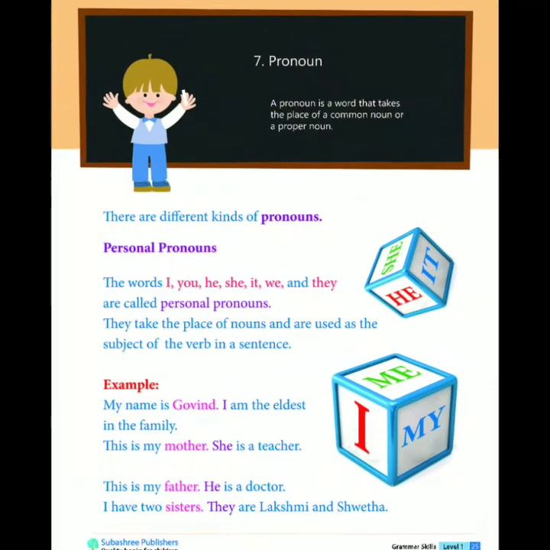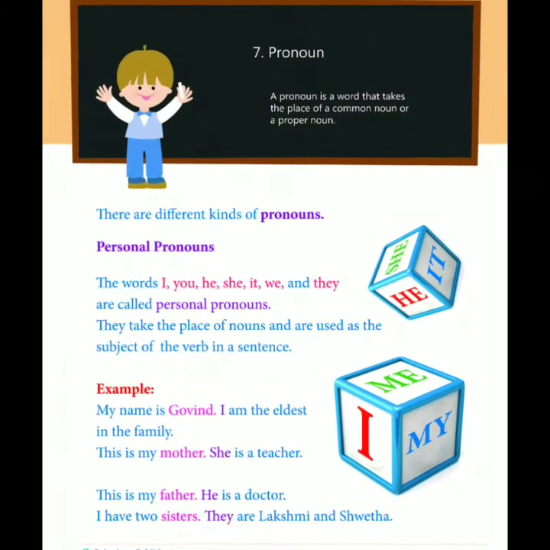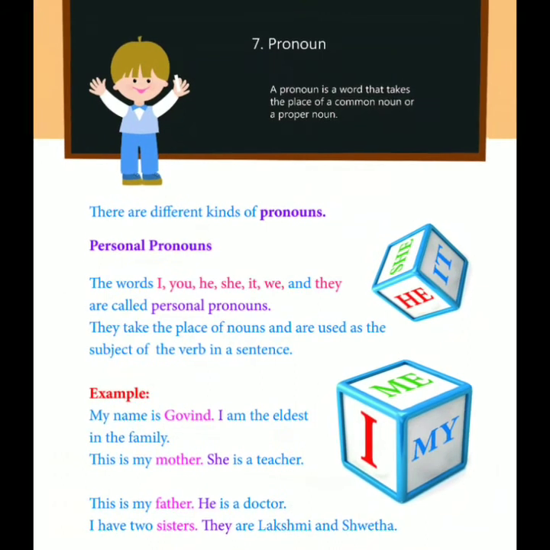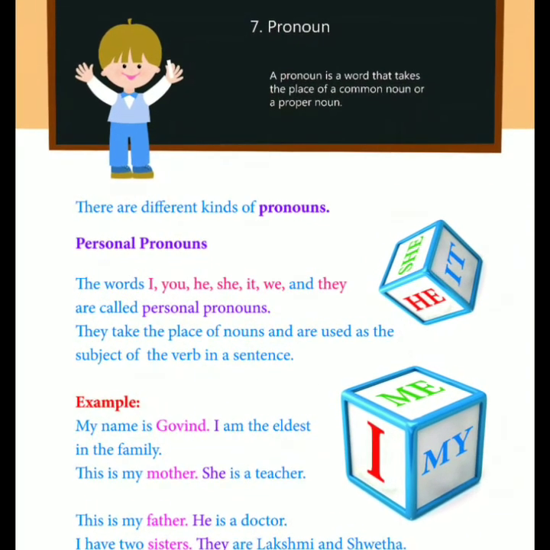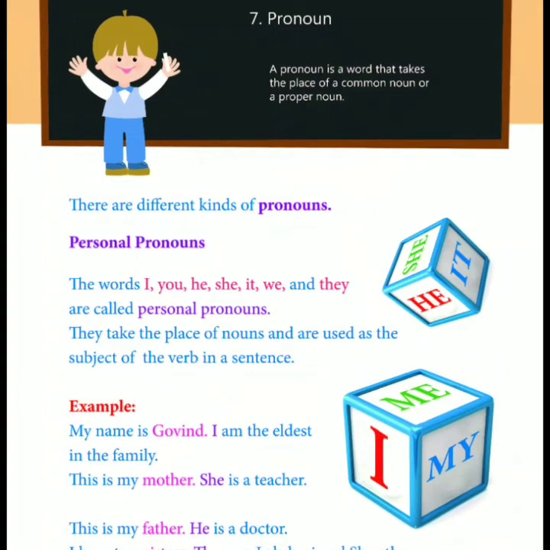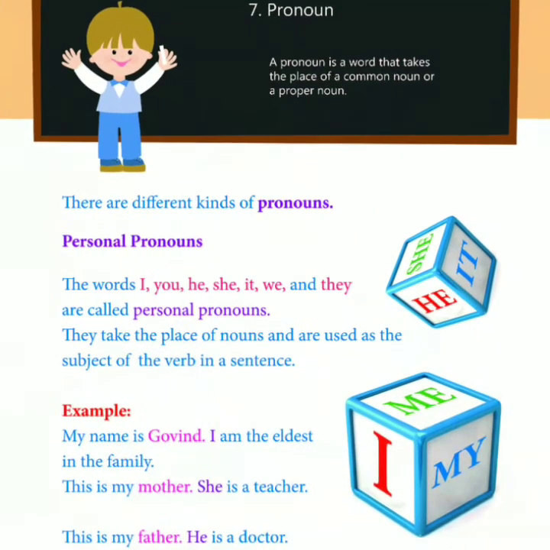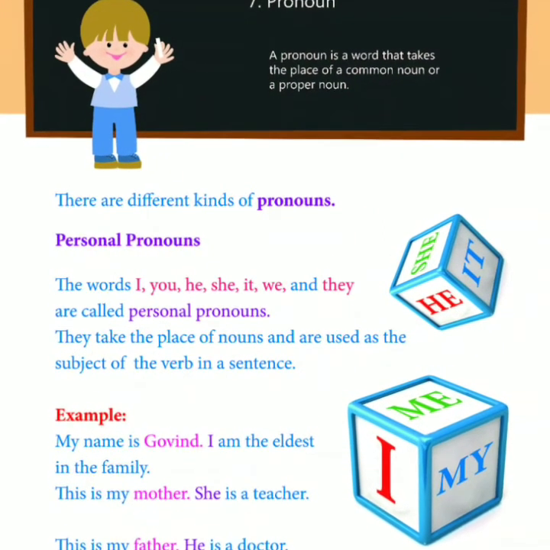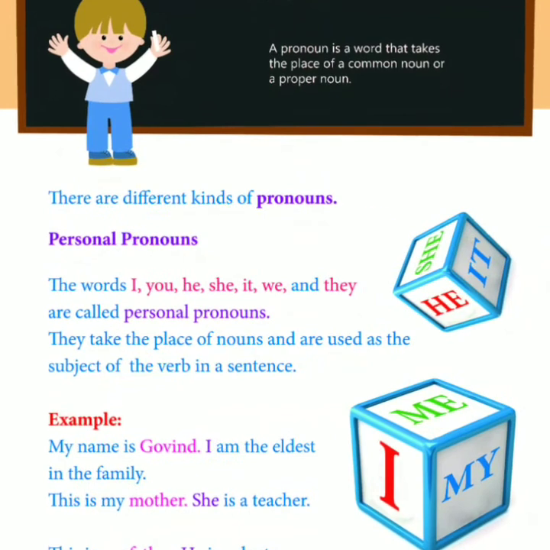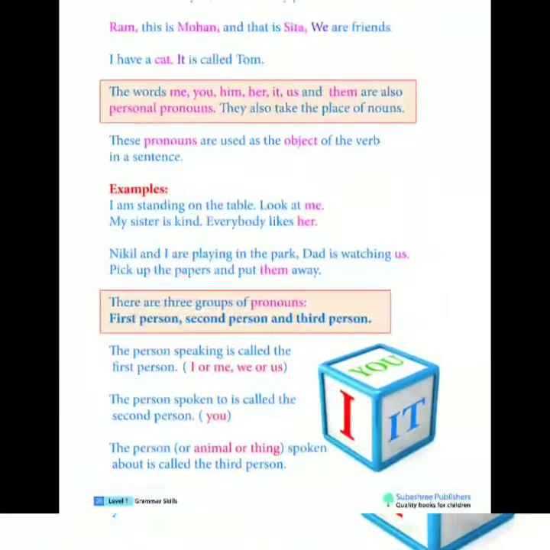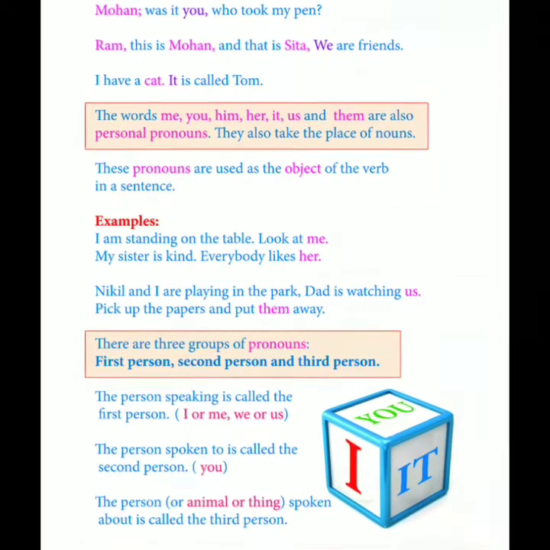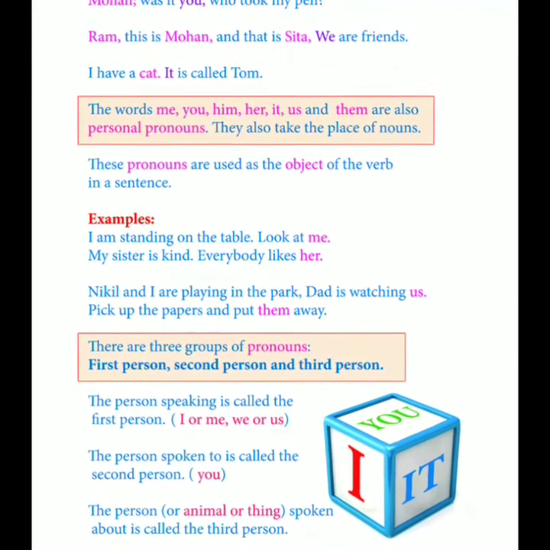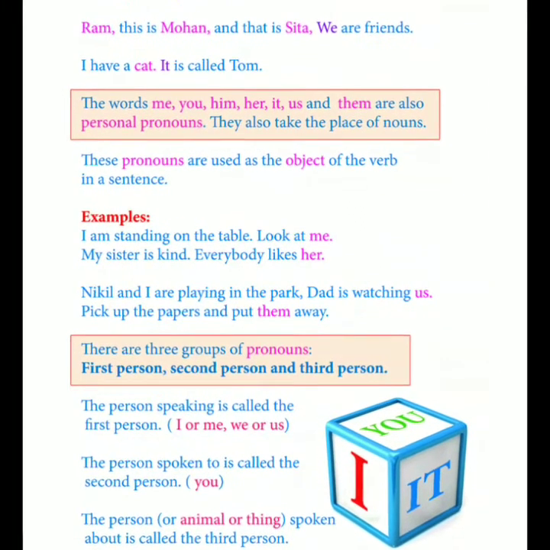Pronoun. A pronoun is a word that takes the place of a common noun or a proper noun. There are different kinds of pronoun. Personal pronouns. The words I, you, he, she, it, we, and they are personal pronouns. Example: my name is Govind. I am the elder in the family. The words me, you, him, her, it, us, and them are also personal pronouns. They also take the place of nouns.